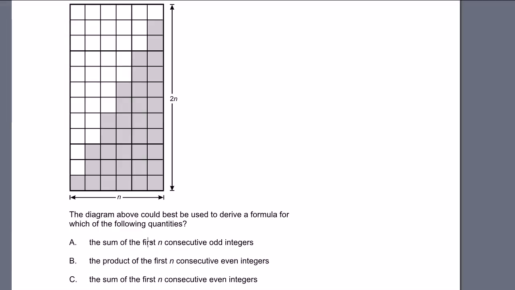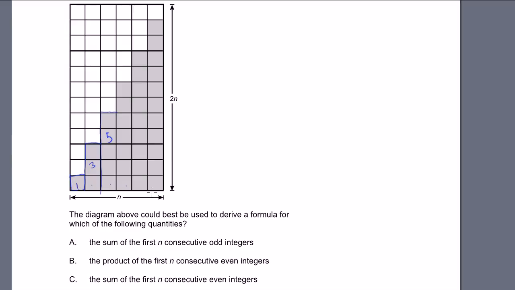Let's see. If we look at the shaded area, if we look at the height here, that height is 1. The height of this next column is 3. The height of the next column is 5. Every column is incrementing by 2. So these are odd integers, and there are going to be n of them, right? 1, 2, 3, 4, all the way to n of them.